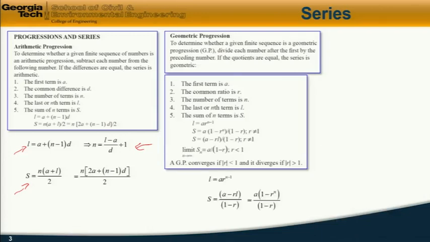So the first term is a, the common ratio or the multiplicative factor between the terms is r. So the last term l is given by the first term multiplied by the ratio raised to the power of n minus 1, and the sum of the series is equal to a minus r l over 1 minus r, or equivalently a times 1 minus r to the n divided by 1 minus r.